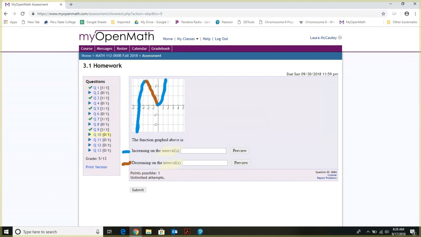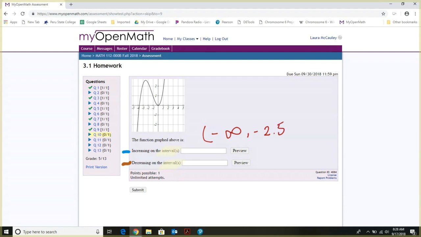But now I do need to kind of nail down where exactly that happened. So let me just erase here. So it's actually increasing. Let's see. It started increasing, well, forever back, right? This thing has been increasing this whole time until it got to, doesn't that look like negative 2.5?